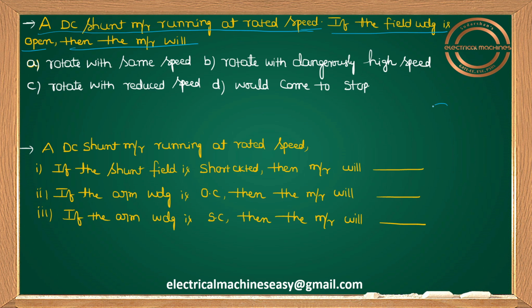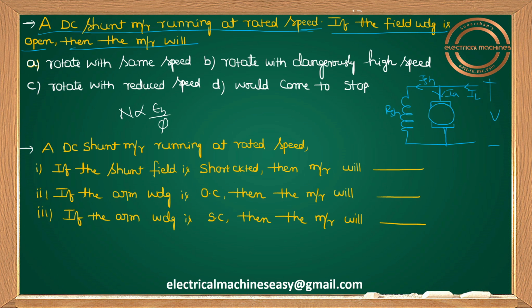Let me take a DC shunt motor like this, having a field winding in shunt, or in parallel, with the armature. Here I can say plus minus supply voltage V, IL will be like this, Ia will be like this, Ish will be like this, and Rsh is the shunt field winding resistance. Initially it is running at rated speed. N is proportional to Eb by phi. Initially some flux is there, everything is okay.